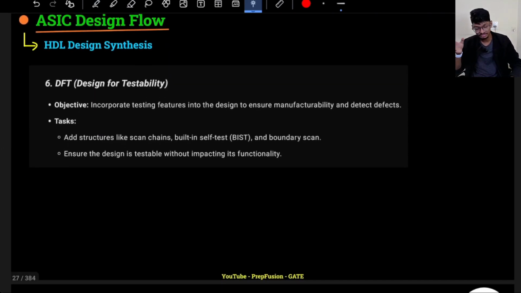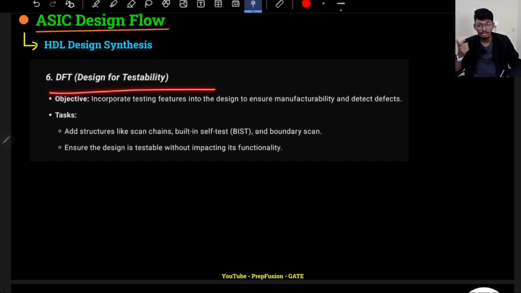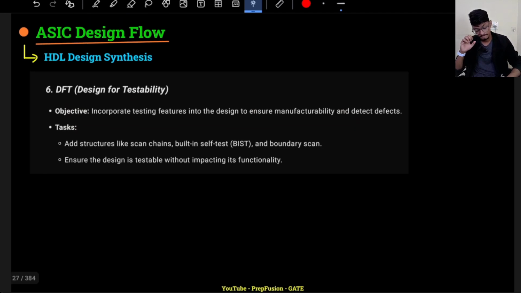Then after this, there is another very important step for designing a chip, known as design for testability, DFT. This is not the signals and systems topic, this is design for testability. The objective of DFT is to incorporate testing features into the design to ensure manufacturability and detect defects. Functionality you have already checked, but once you try to manufacture, there can be some manufacturing defects. This DFT is a very sought after job, because checking this is very difficult.